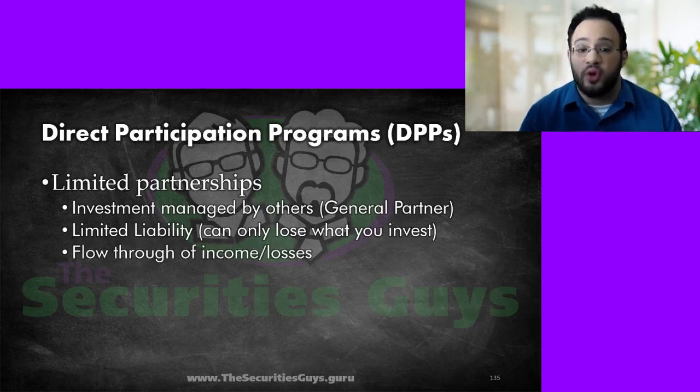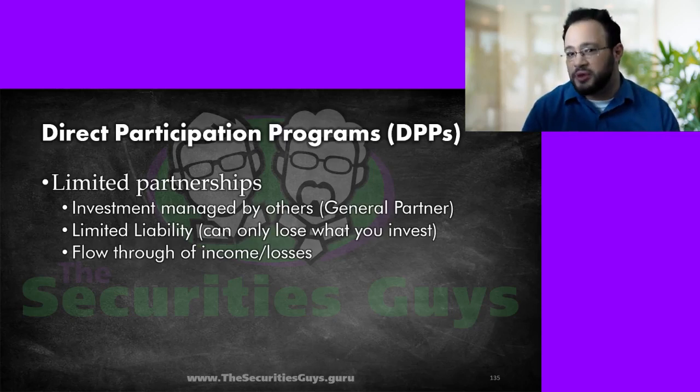There's a flow through of income and losses. When the DPP makes money or loses money, it directly flows through to the investors. That's the difference between the DPP and a REIT. REITs don't need that direct flow through. DPPs do. So they can be used as a tax offset in certain ways.